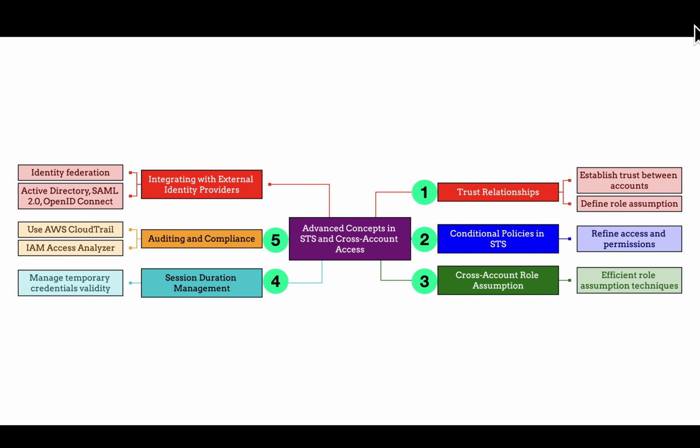5. Auditing and compliance: utilize AWS CloudTrail and IAM Access Analyzer for auditing cross-account access. 6. Integrating with external identity providers: using STS to enable identity federation with providers like Active Directory, SAML 2.0, and OpenID Connect.